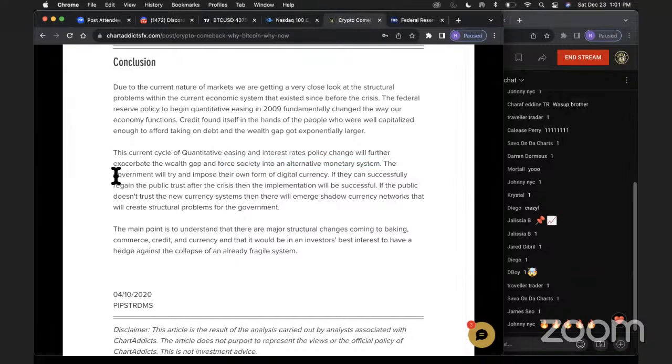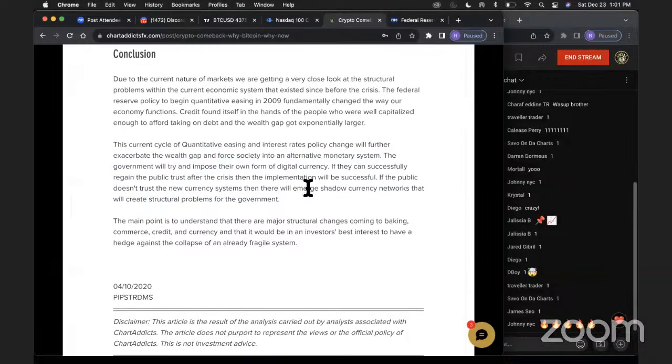The government is going to try and impose, this is how spot on I was, this is 2020, guys, their own form of digital currency. If they can successfully regain public trust after the crisis, then the implementation will be successful. If the public does not trust the new currency systems, then there will be an emergence of a shadow currency network that will create structural problems for the government. That's exactly what's happening, which is why America is so harsh on the crypto companies today, because they tried to create an off-ramp for Americans, and the American government did not like that.